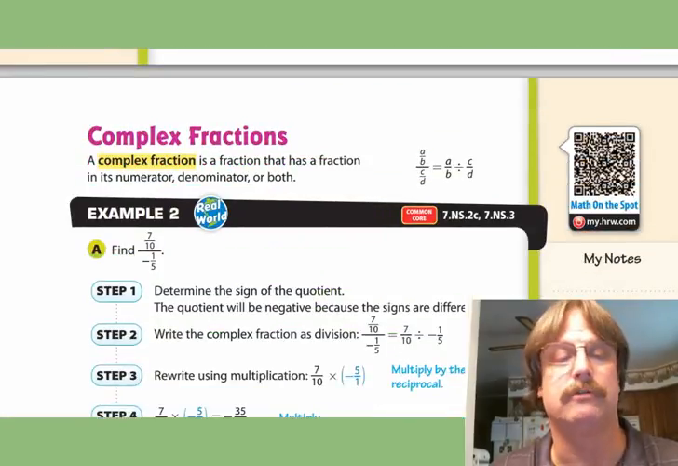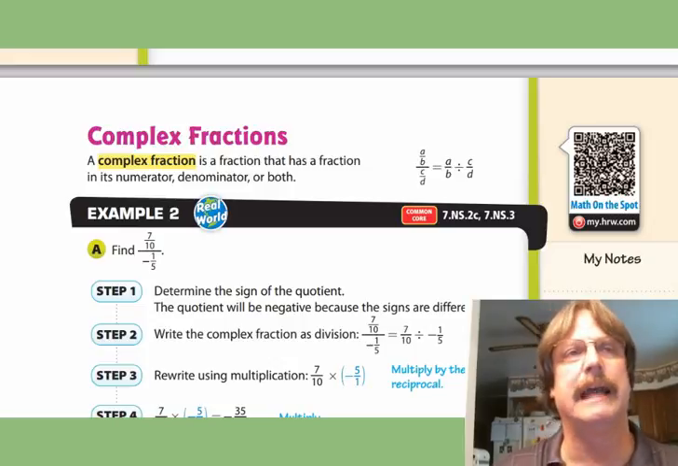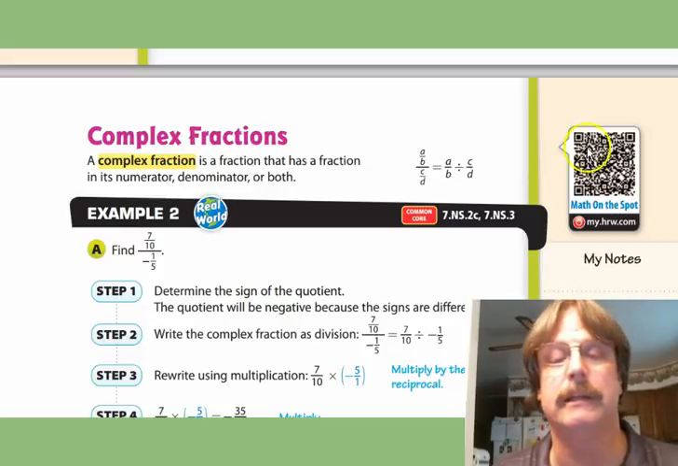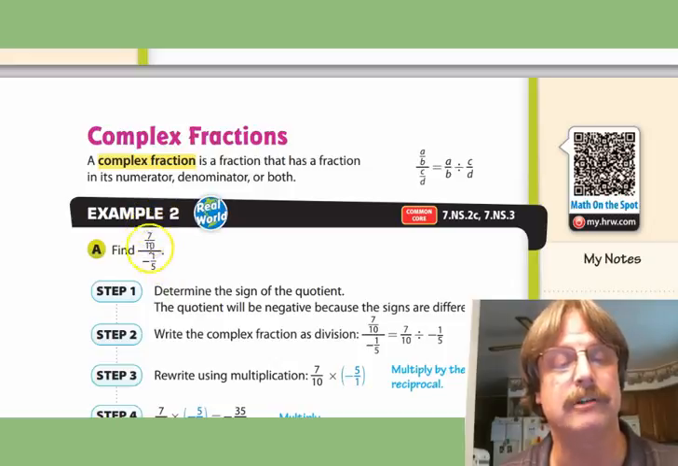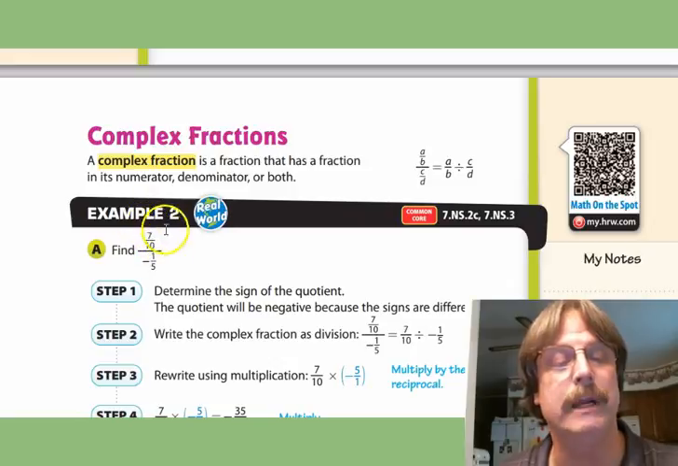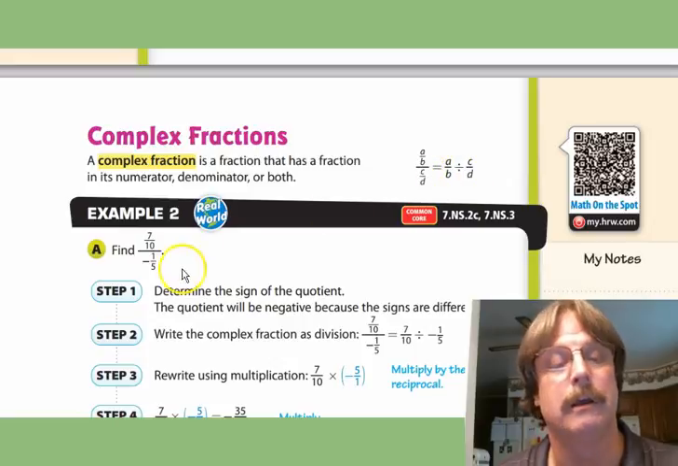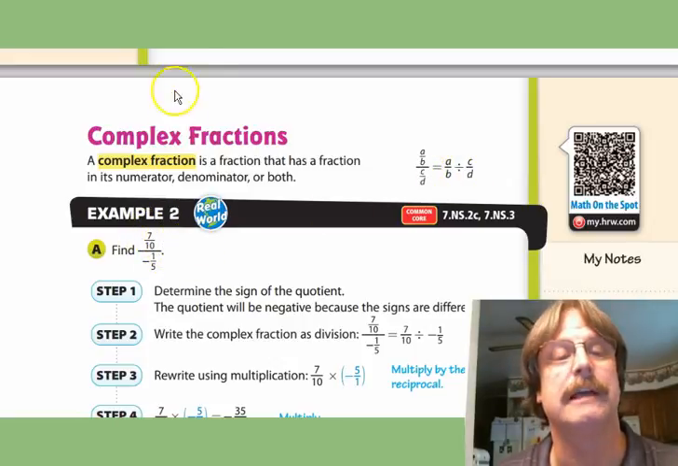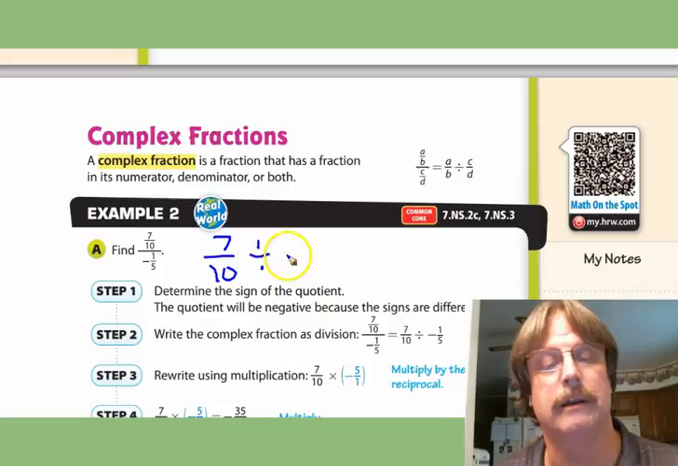This one's one that always throws students off, and I can understand why. A complex fraction. Just the very name of it is scary. But it basically is nothing more than a fraction over a fraction. It's a fraction written like what they did here. Okay. So what I always tell the students, rewrite this in the form you're very familiar with. It is a fraction, so it is 7/10. So it is 7/10 divided by -1/5. Okay?